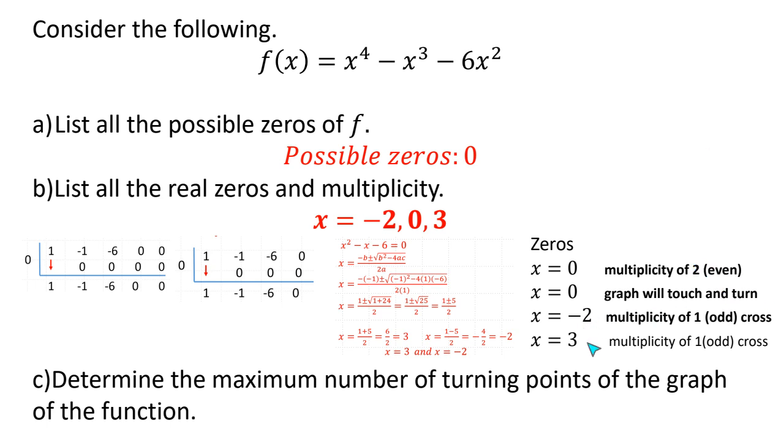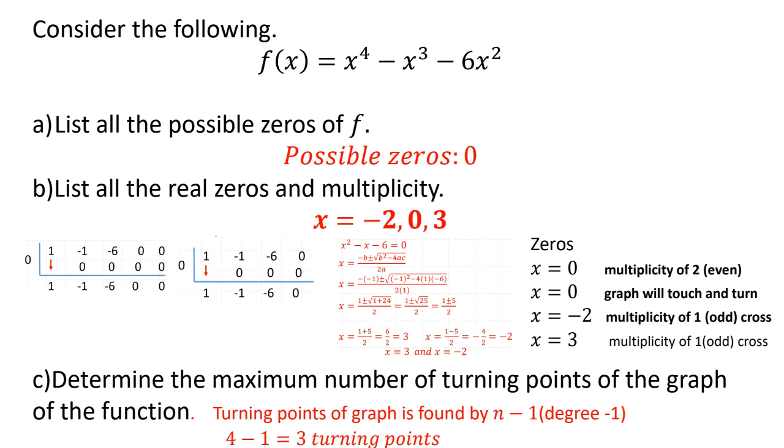So determine the number of turning points. So for that one, we take your degree and we subtract 1. So our degree is 4, minus 1 is going to be 3. And then we're ready to graph.